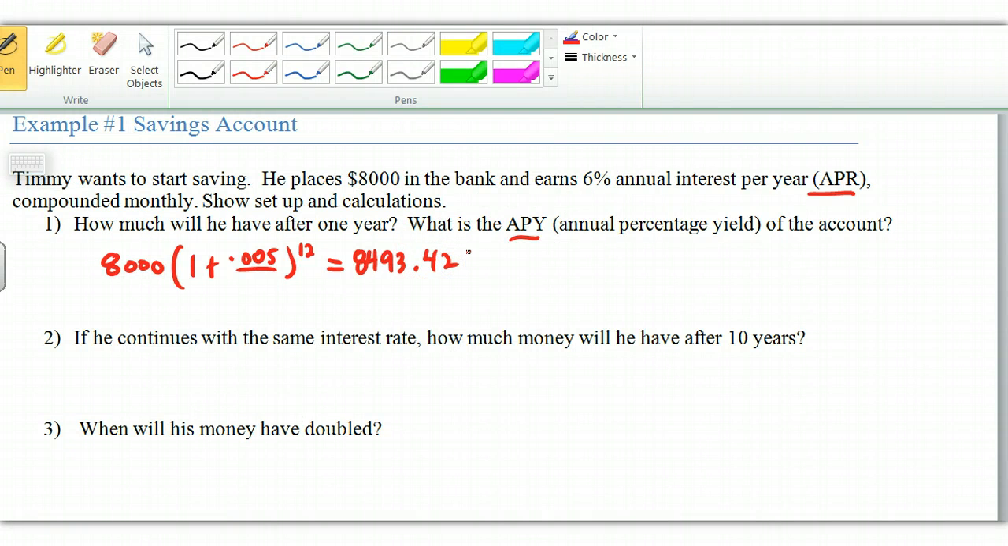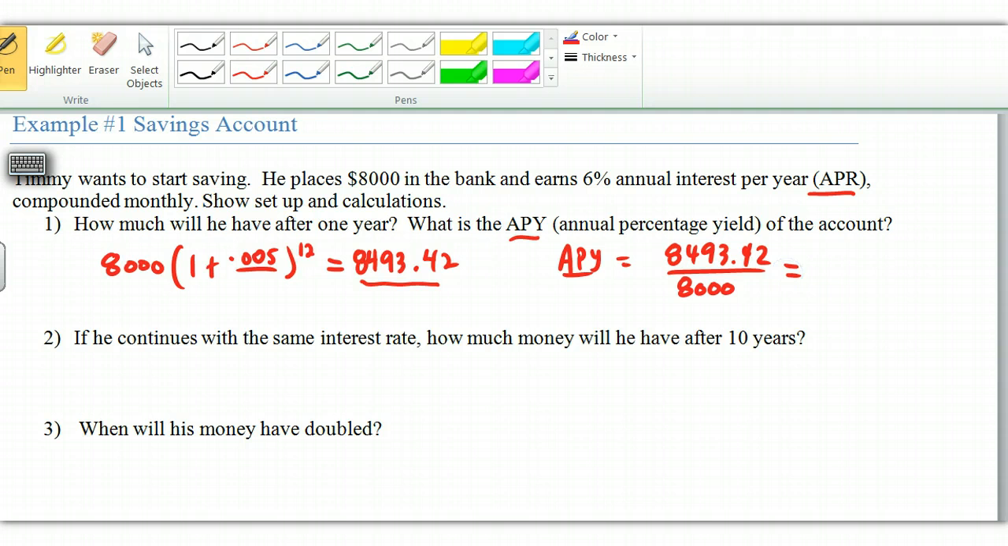Okay. Now, what's the difference? Well, we want to know, is this actually 6% more than what we started off with? Well, what we can do is to find the APY. You can do it different ways, but one way is to just take what you got after 1 year and divide by what you originally put in.